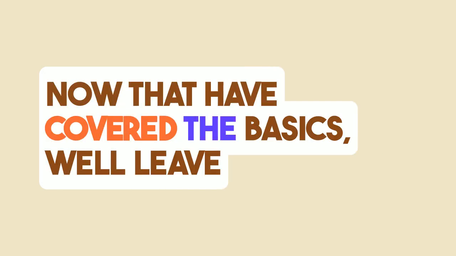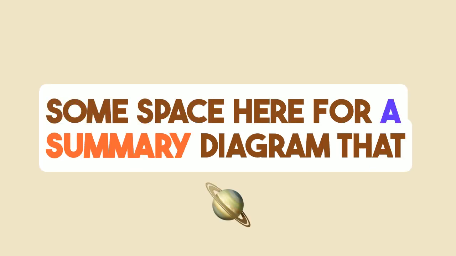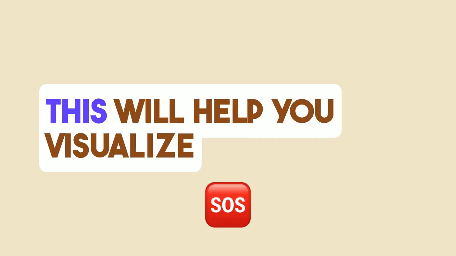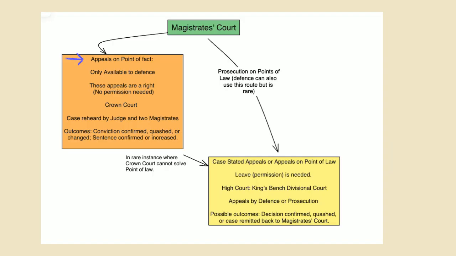Now that we've covered the basics, we'll leave some space here for a summary diagram that outlines the appeals process step by step. This will help you visualize how it all fits together. On the left, we see appeals on points of fact, which are only available to the defense. These appeals to the Crown Court are a right, meaning the defendant has an automatic right to appeal without needing permission. This is because the law expects the police to present all relevant facts during the initial trial.